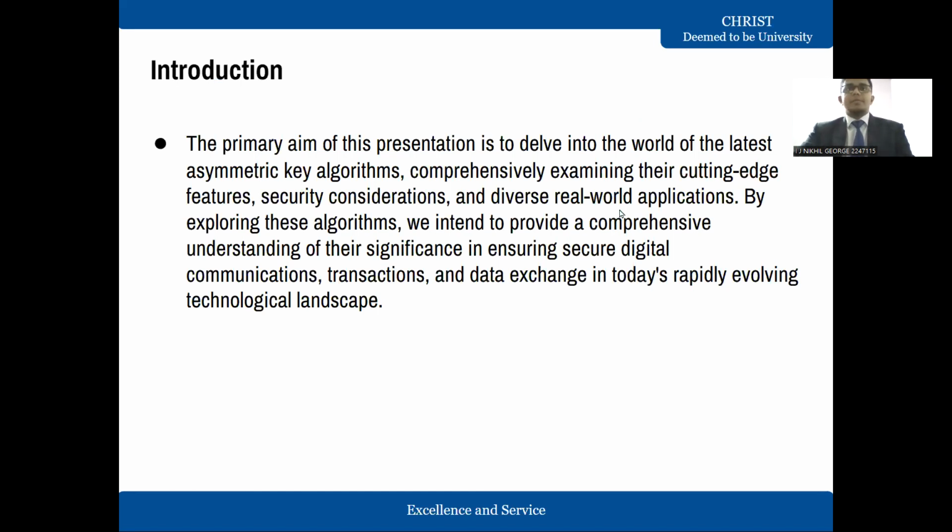So we'll just move on to the topic. Why I took up this topic is because in the present world we are talking about security considerations. We're talking about asymmetric algorithms which are being used in real life applications. And we're basically focusing in this seminar on the communications, the transactions, and the data exchanges which are made using these asymmetric keys.